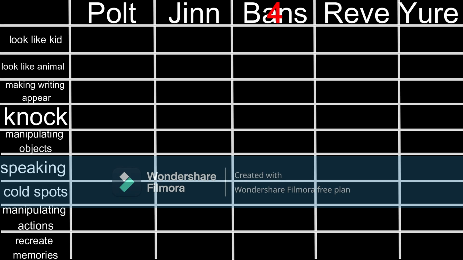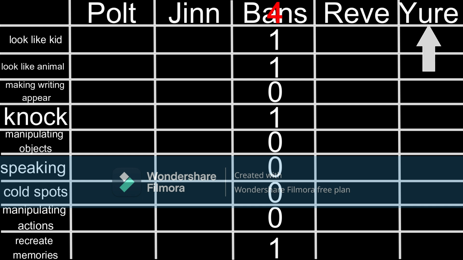The Banshee won last place with a grand total of 4 true statements. Banshee can look like a little girl and look like an animal, but they can't write. They are able to knock, but aside from that they can't manipulate objects, they can't speak, yes even though they can cry. They can't create cold spots, can't manipulate people's actions, and we already gave them a point for recreating memories from life.